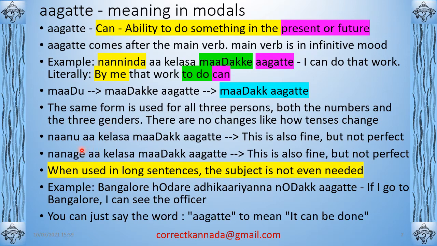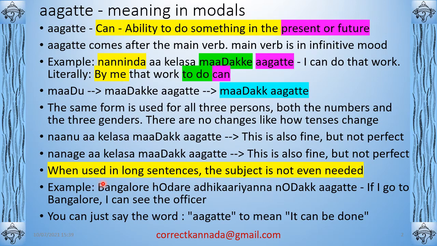Now next, sometimes instead of ನನ್ನಿಂದ you can also use ನಾನು ಆ ಕೆಲಸ ಮಾಡಕ್ಕಾಗತ್ತೆ. It is not perfect, but it is fine. You can also say ನನಗೆ ಆ ಕೆಲಸ ಮಾಡಕ್ಕಾಗತ್ತೆ. That is also fine, but not perfect. Perfect one is ನನ್ನಿಂದ ಆ ಕೆಲಸ ಮಾಡಕ್ಕಾಗತ್ತೆ.